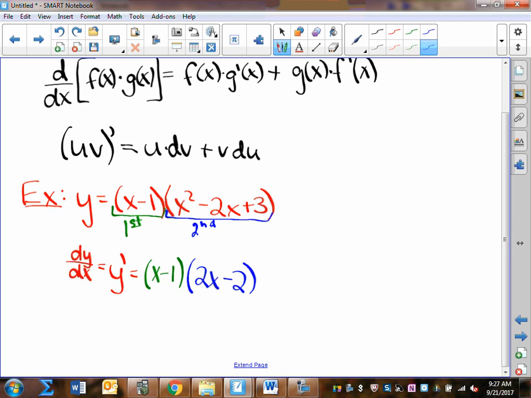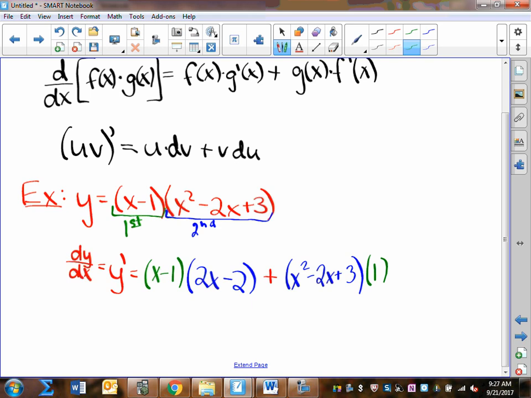Now, let's reverse the order. So plus, the second stays the same, and now we do the derivative of the first. What is the derivative of the first one? You don't even have to write that one if you don't want to. That's our answer. We're done. Now, if it requests that you multiply it all out, then you must.